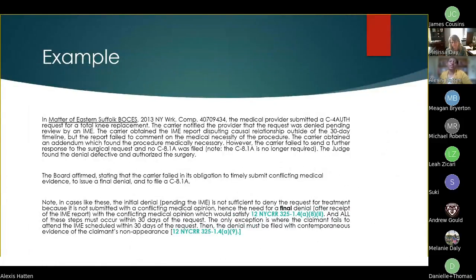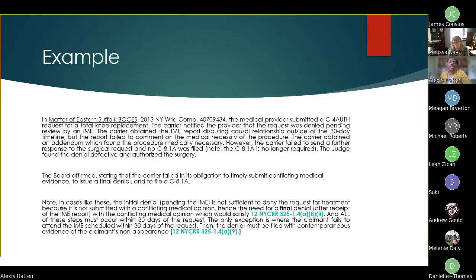The provider submitted a C4 off request. The carrier indicated it was getting an IME. The IME did not happen within 30 days. So the board deemed the surgery authorized. In that case, the carrier also failed, once they did finally get the IME, to send a further C4 off D. And at that point, C.81A's had to be filed. It also failed to do that.